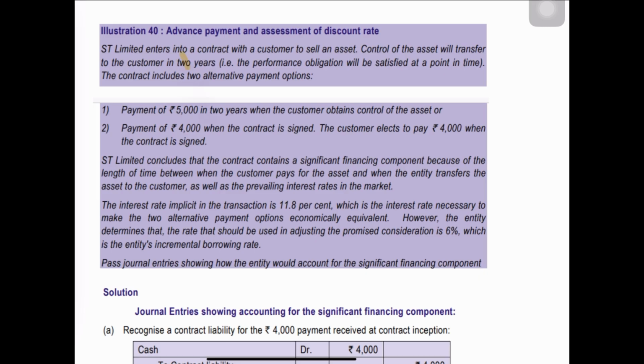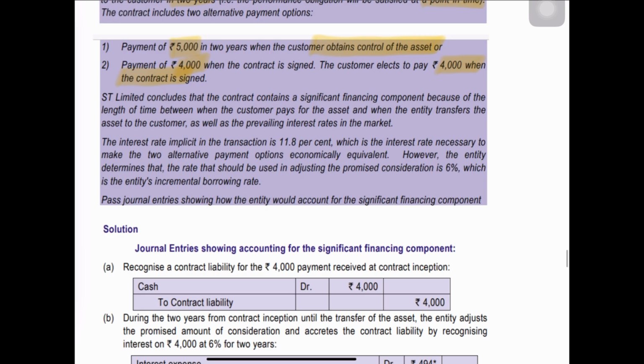So here ST Limited enters into a contract with the customer to sell an asset. Control of the asset will transfer to the customer in 2 years. That is, the performance obligation will be satisfied at a point in time, once the handing over happens after 2 years, when the control is transferred. The contract includes 2 alternative payment methods. One, payment of rupees 5,000 in 2 years when the customer obtains the control of the asset, or pay 4,000 upfront when the contract is signed. The customer elects to pay 4,000 when the contract is signed.